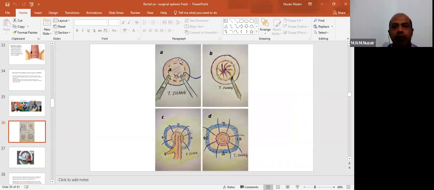So this is how we do the transanal TME. We identify the tumor and then put a purse string distal to it, around 1 centimeter distal to it, so there won't be a tumor spillage. And then we mark it first initially with the diathermy hook. Then we make a full thickness rectal incision all around it with the ultrasonic dissector or any other dissectors. And then we dissect it upwards, and then we meet the plane which has been created by the laparoscopy.